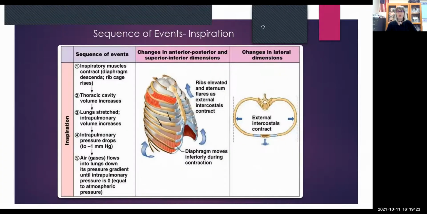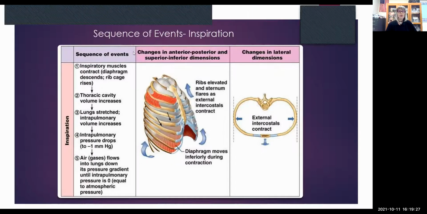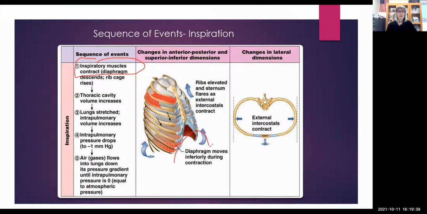So this slide really shows it nicely. I hope this helps you. This sequence of events of inspiration is great. I like this image a lot. It works very well in understanding the inspiratory muscles, including your diaphragm, which is a muscle. The diaphragm drops down. In is X, X is in. This is how I remember it.